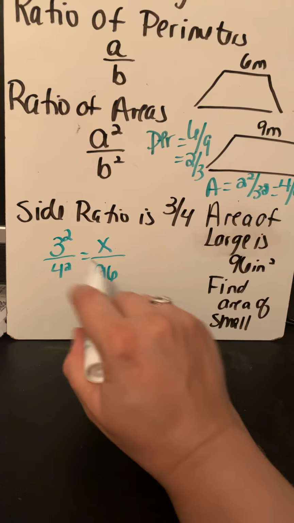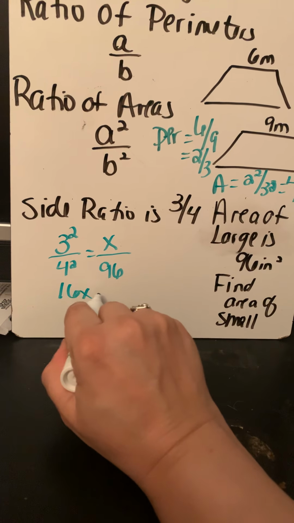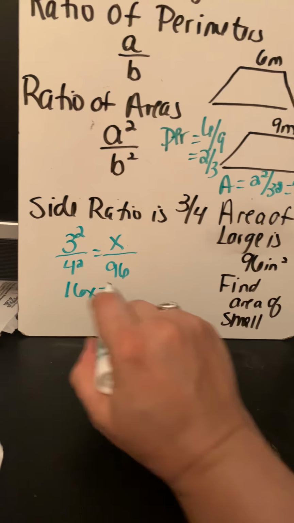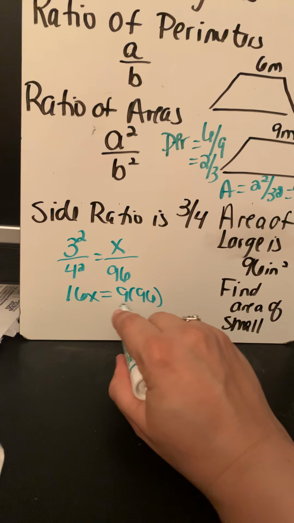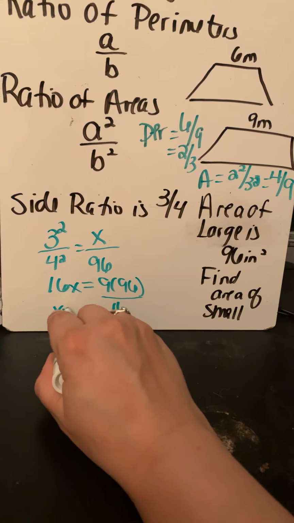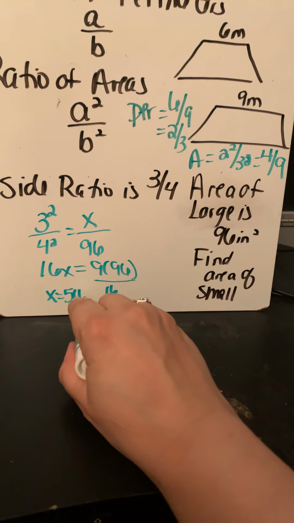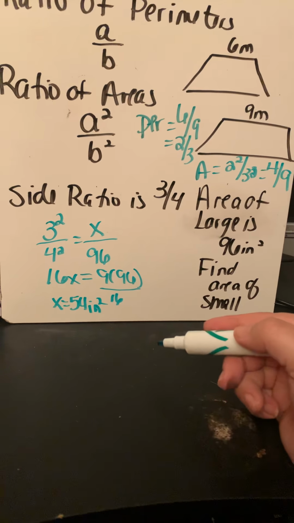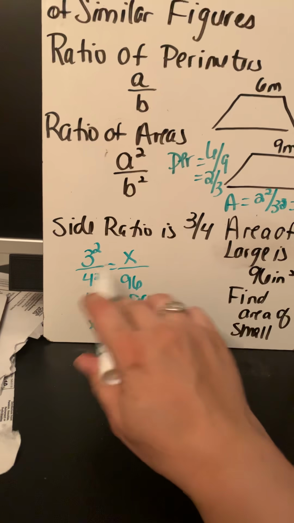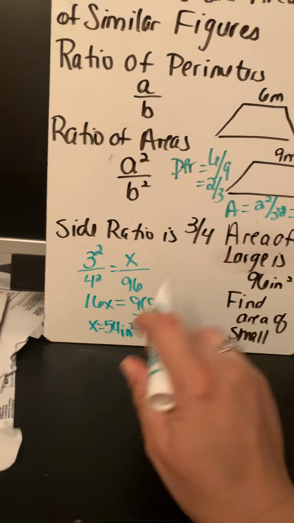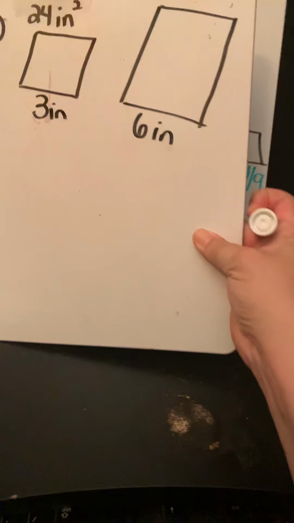So from here, we're going to cross multiply to solve. So we're going to have 16x equals 9 times 96. Divide by 16. Your x is going to equal 54. So that means that the area of the smaller figure is 54 inches squared. So pretty simple. Just cross multiply to solve. You're done. That's all there is to it. This is a very, very easy assignment, very simple to get through.